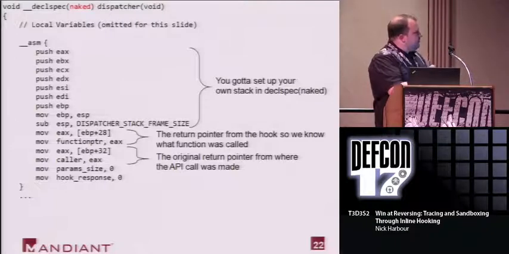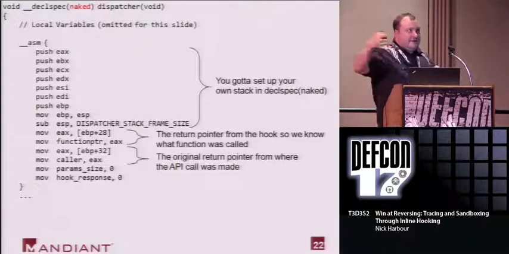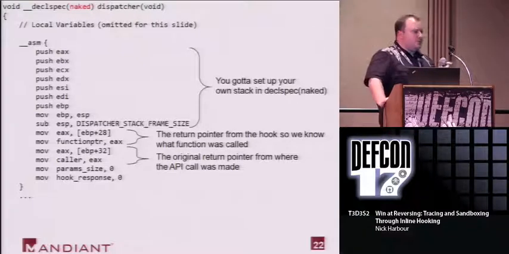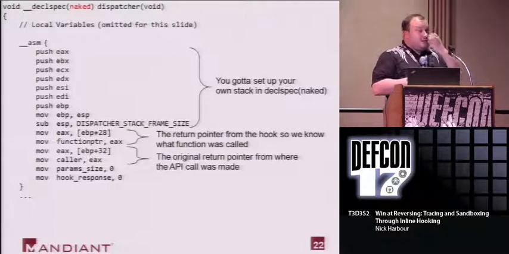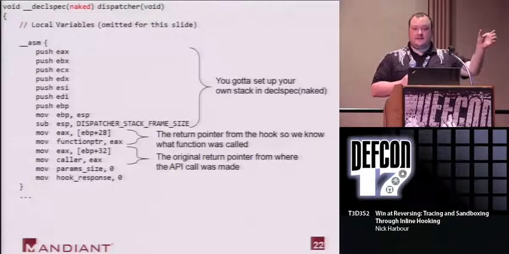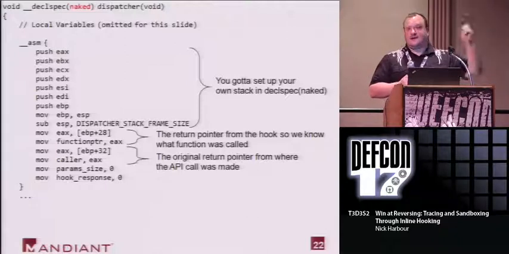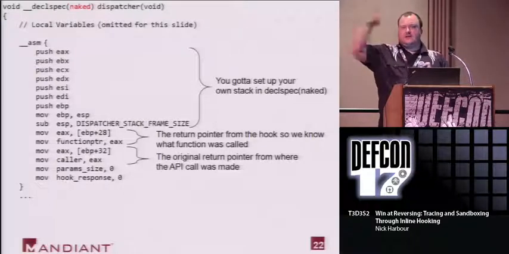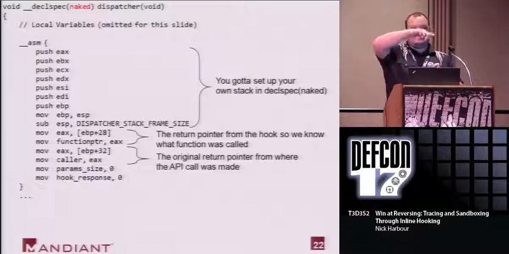We also grab the pointer from the stack of the original function that called this. The reason we look at that original pointer is so that we can filter on where that API call got called from. We're really only interested in calls that are coming from our executable. So if I launch Notepad, I only care about calls from Notepad. I don't care if Notepad calls kernel32 and kernel32 calls something. I don't want to see that call. I only want to see the call from Notepad to kernel32.